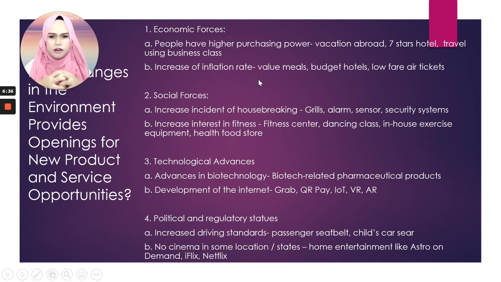So now, with an increase in the inflation rate, value meals, budget hotels and low fare air tickets could be provided, which is the opposite of higher purchasing power. So you see, people are not able to buy something so expensive, okay? So that is when they start to value meal offerings, like budget meals. You can combine, let's say at McDonald's, a burger, fries and a drink at one price, okay? If you buy a la carte, it will be much more expensive. Or people will also prefer to go for budget hotels because, of course, the 7-star hotel is expensive. And also a low fare ticket or even zero fare flight tickets, right?